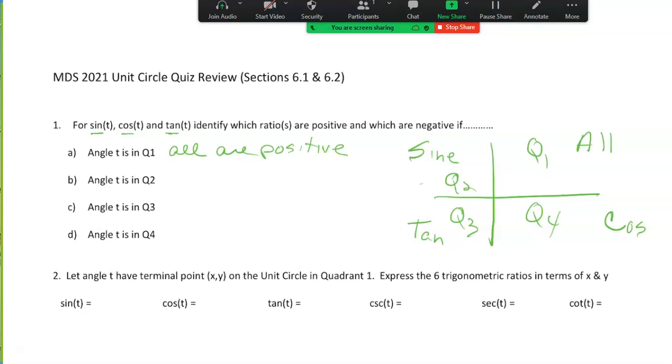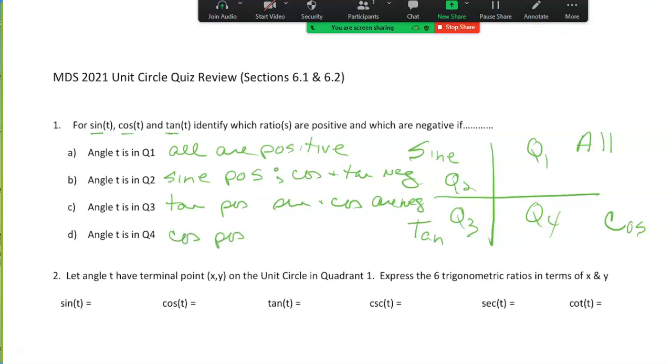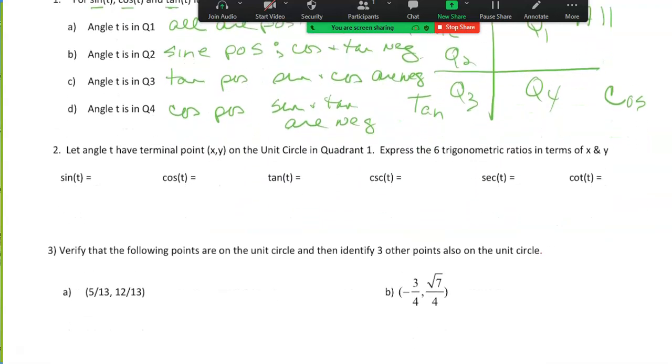Okay, in quadrant 2, sine is positive, cosine and tan are negative. In quadrant 3, tan is positive, and sine and cosine are negative. In quadrant 4, cosine is positive, and sine and tan are negative. Okay, and that's all there is to that.